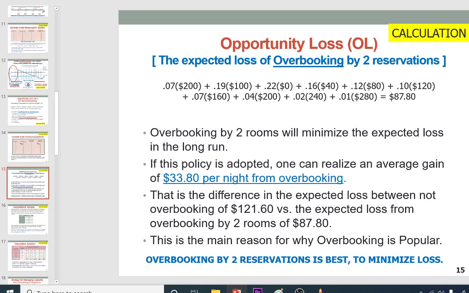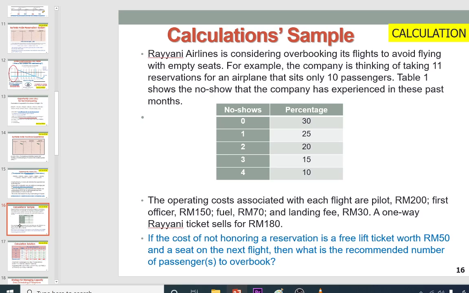So this is one of the major reasons why hotels engage in overbooking, right? Because it is a strategy to cater at the optimum for how many people will not come after they engage the booking earlier. So overbooking by two reservations in this case is the best to minimize loss. Okay, that's how to calculate the opportunity loss. Now let's take a look at a calculation sample.